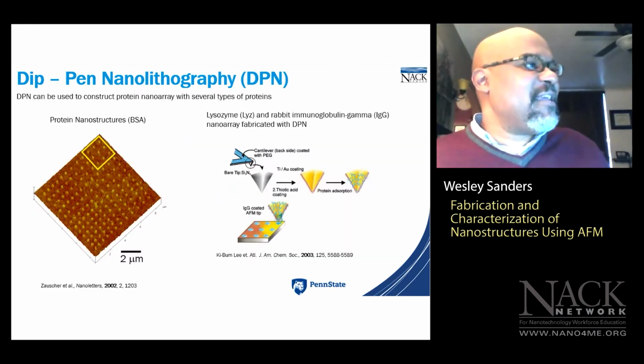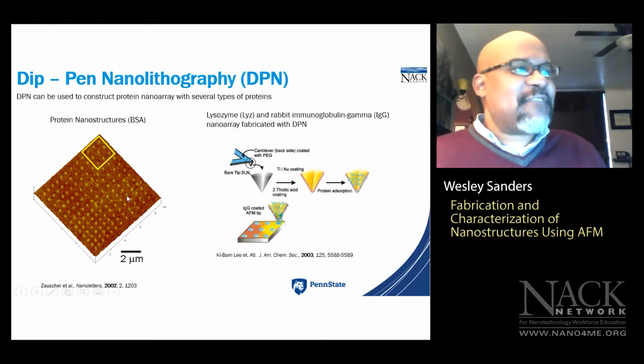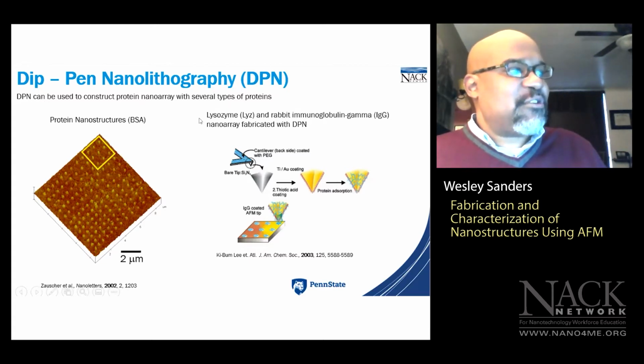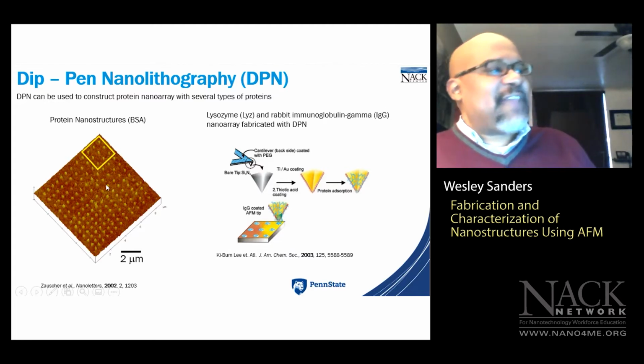But in any event, there is a wide variety of literature that shows successful nanostructures printed using DPN. Here are just a couple of the many examples that you can find in the literature. This example here comes from a 2002 Nanoletters paper. In this particular case, the researchers were able to deposit, I believe this is bovine serum albumin, an array of this BSA protein on a clean flat surface.